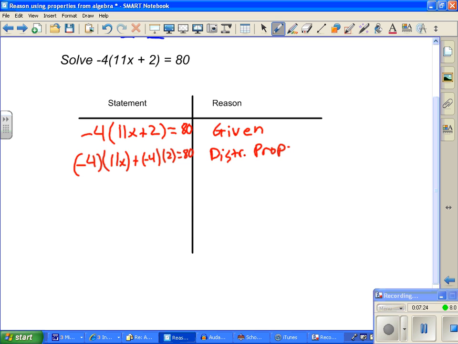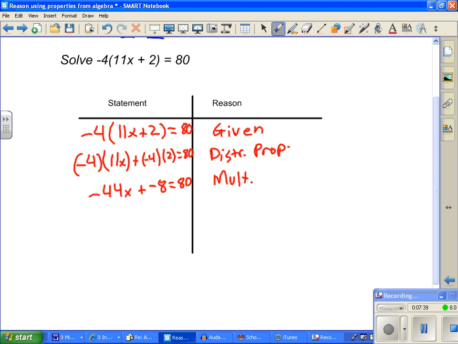Well, now I'm going to actually multiply. So that gives me negative 44x plus negative 8 equals 80. Okay? That was just multiplication. What did I do? I multiplied. Okay? What's the next step you do?